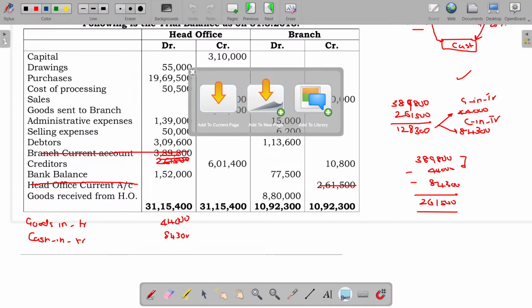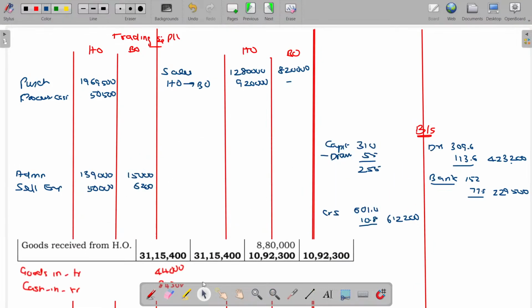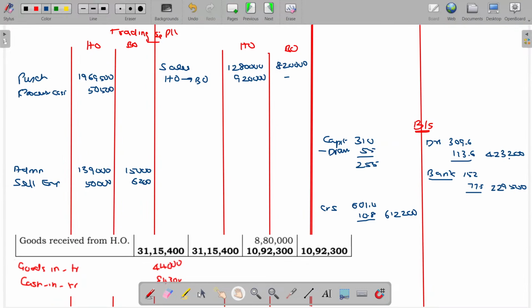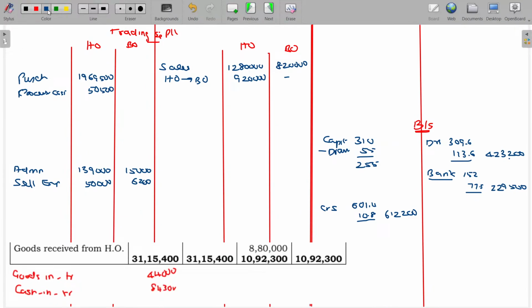Few more items. Goods received from HO, 8 lakhs 80, which is the purchases for the branch office. These two are mismatching, no problem. If you want to correct it, you have to correct it to 9 lakhs 20 and then 44 should be posted to the other side. It's not sold, so that way also you can work it out, no problem.